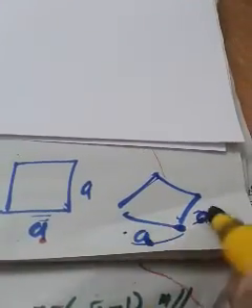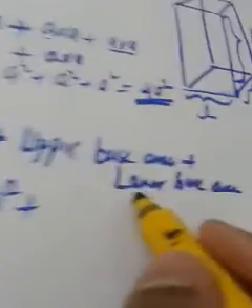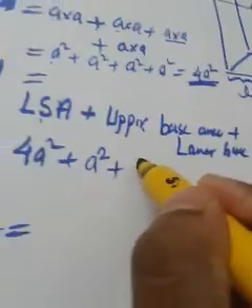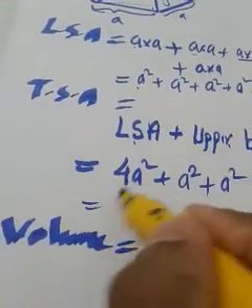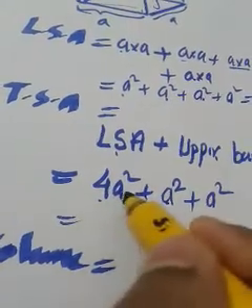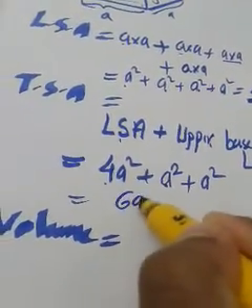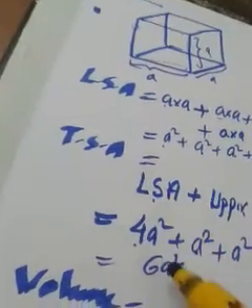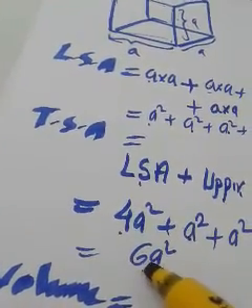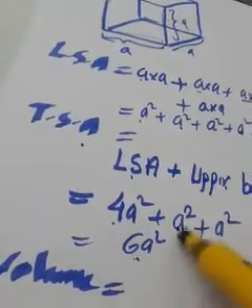So area is side into side, a into a, so a square. Plus the lower base is also similarly a square, its area also will be a square. So what is 4a square plus a square? 4a square plus 1a square is 5a square. 5a square plus a square is 6a square. So the total surface area of a cube, the formula is 6a square. This is the formula for calculating the total surface area of a cube, that is 6a square.